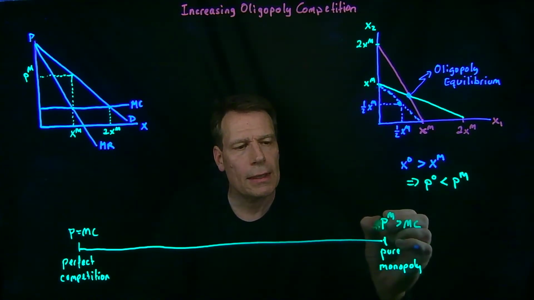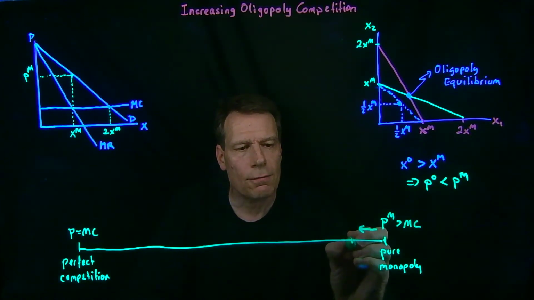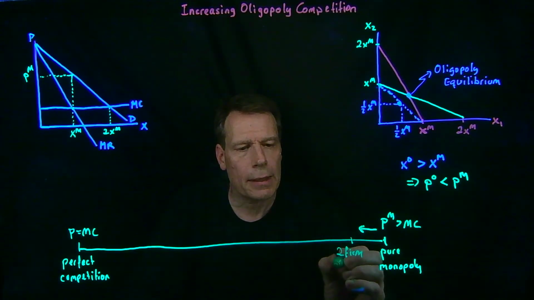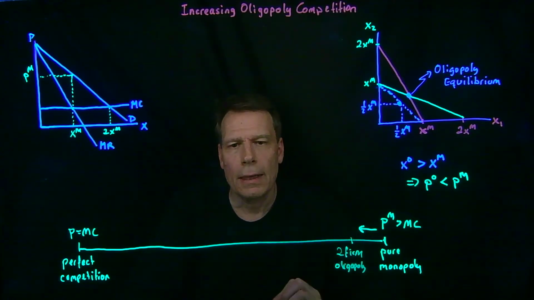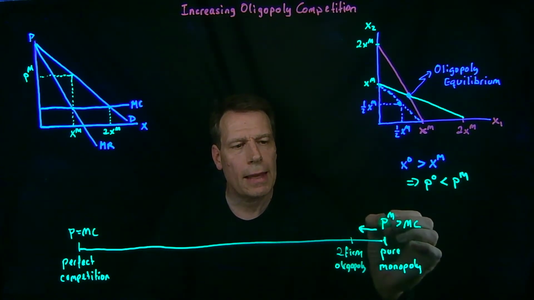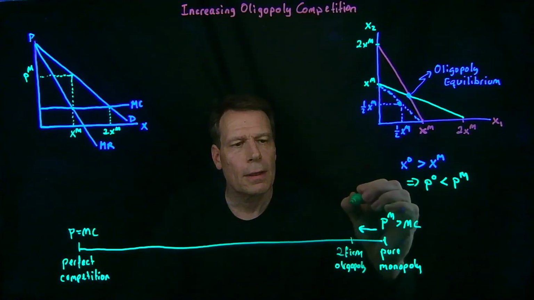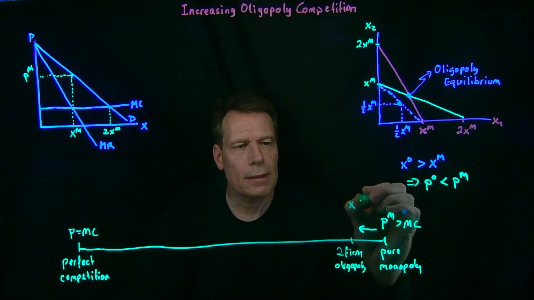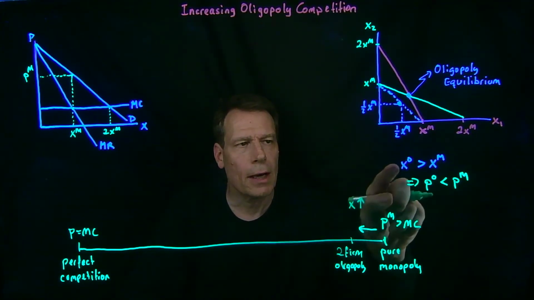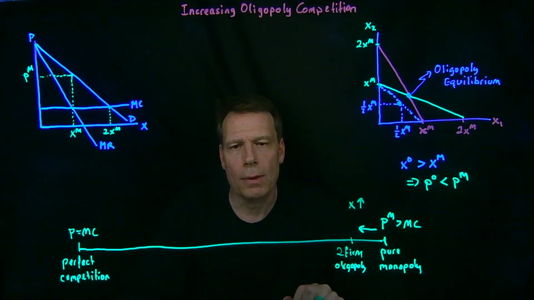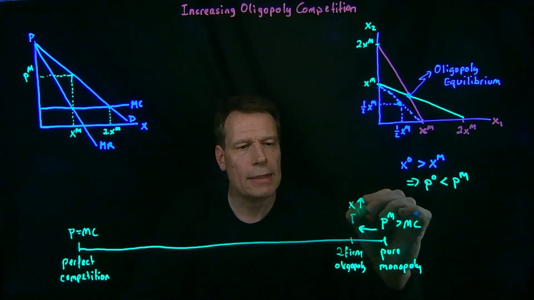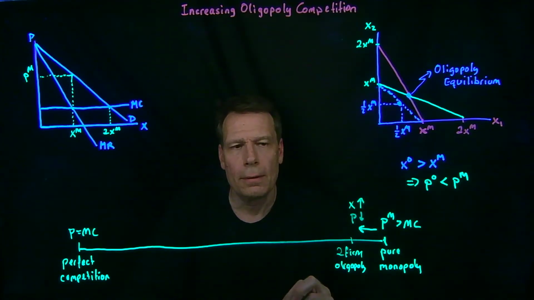We've now moved in the direction towards perfect competition by adding a second firm to create a two-firm oligopoly. And in the process, we've discovered that as we move in this direction, the overall quantity in the market is going to go up. The oligopoly quantity is higher than the monopoly quantity, and the price in the market is going to fall at that higher quantity.